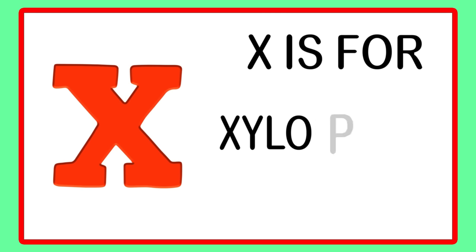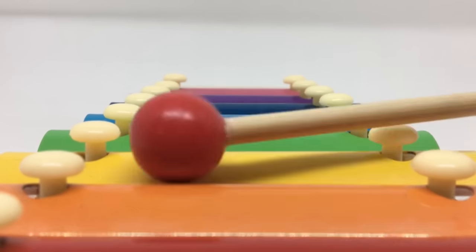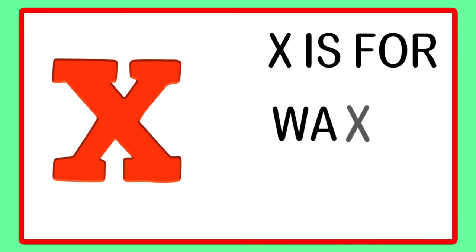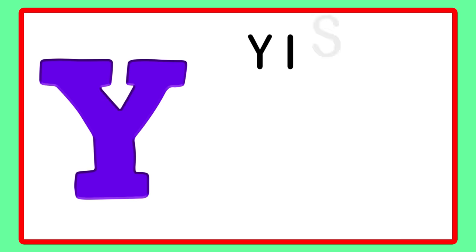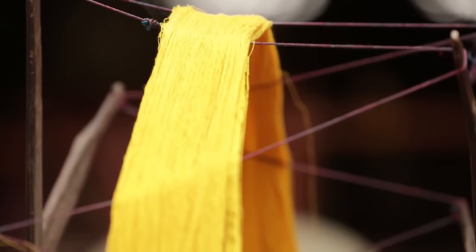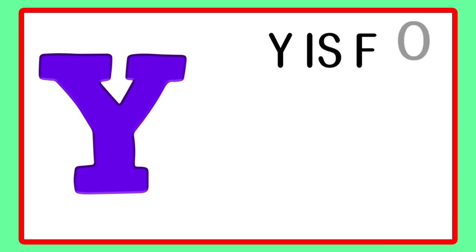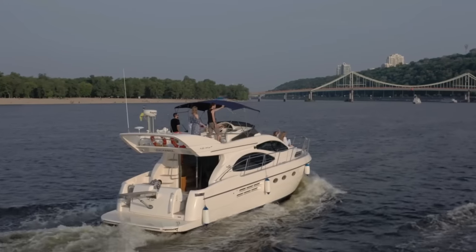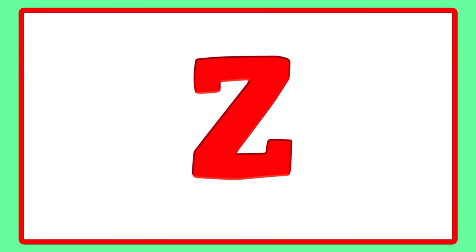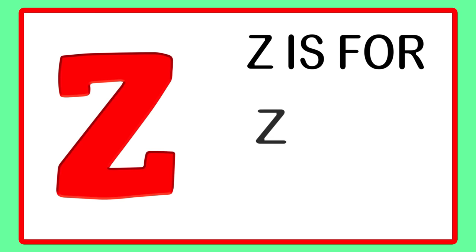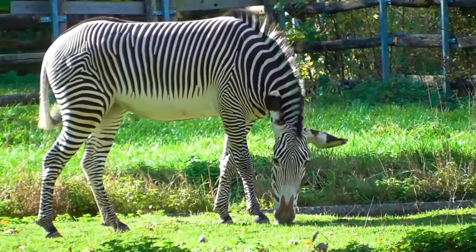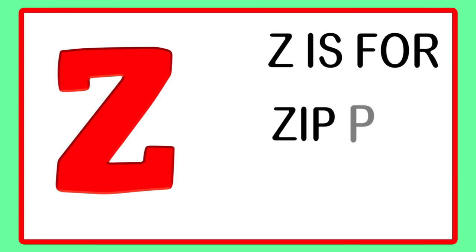X is for xylophone. X is for wax. Y is for yarn. Y is for yacht. Z is for zebra. Z is for zipper.